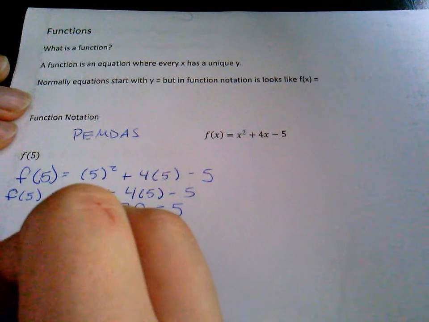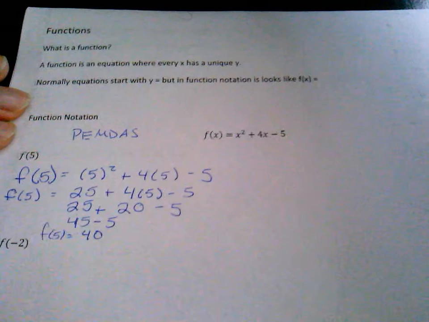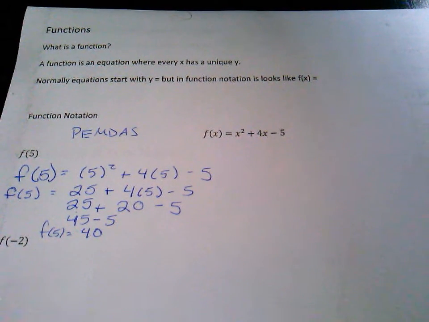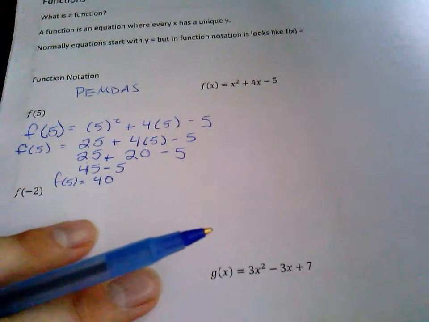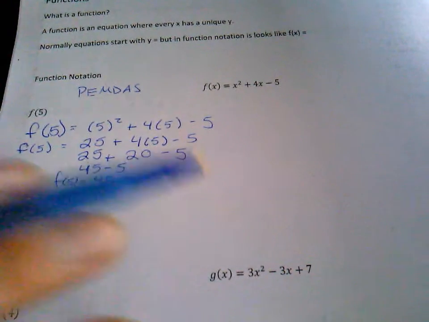So that means f of 5 equals 40. And that's just the answer. All we did was simplify. Now on this next one, it has a negative sign. Let me show you what happens when we have squareds and negatives.